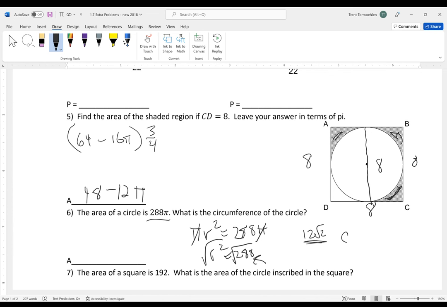And so circumference just equals 2 pi times the radius. And so that gives us 24 pi square root of 2. So make sure you take the square root of both sides and simplify that square root of 288, and then you multiply it by 2, and then pi to find the circumference.